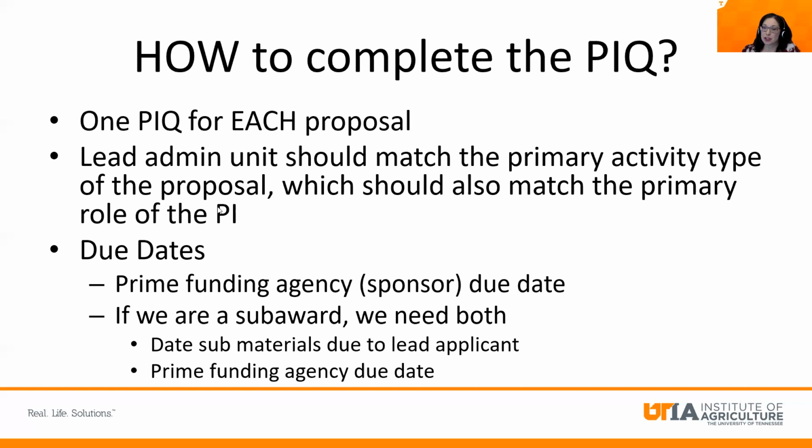One of the first questions on that proposal intake questionnaire is, who is the lead admin unit? What we want there is the lead admin unit that matches the primary activity type of that proposal. I'm going to use AFRI as an example here. AFRI often requires, or other USDA programs often require, an integrated project. So you have to have both research and extension involved in that project. We have to designate one of those as the lead. So we ask you for that lead activity unit.